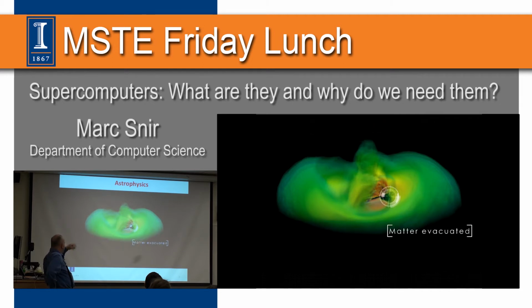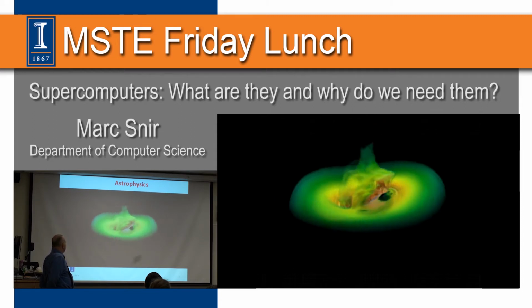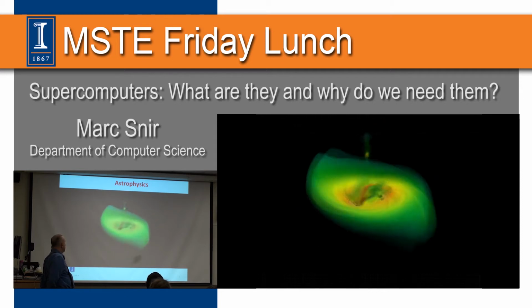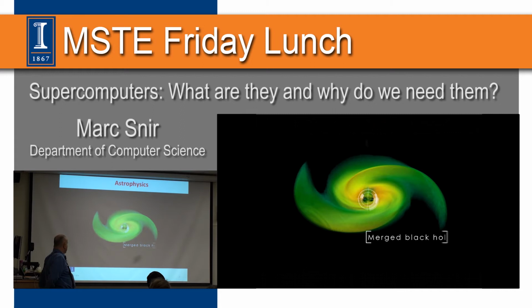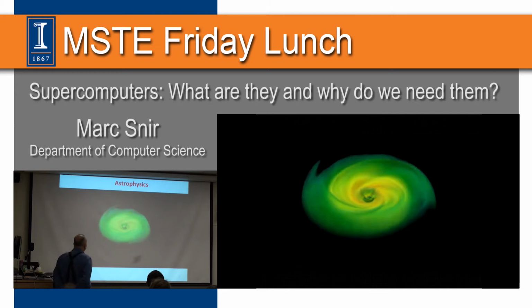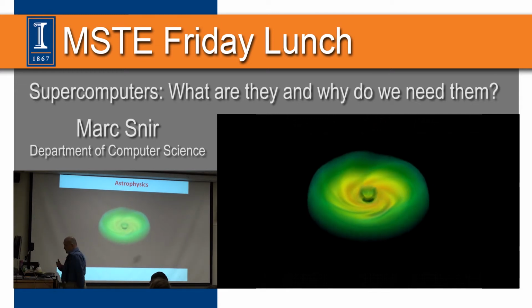You get matter evacuated, and that's what they're interested to get right, because these are the jets that you can see at large distance of materials that gets ejected. And then you have one black hole, almost one. Now it's one. So that's another area.